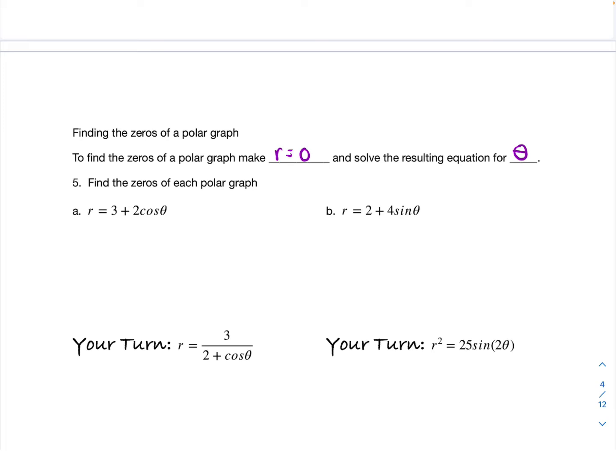Usually we do this within the unit circle between 0 and 2 pi, but you could do all values as well. So replacing r with 0 and then solving, I end up with negative 3/2 is equal to cosine of theta. Well, what angle in the unit circle is equal to negative 3/2? None of them, because remember cosine is between negative 1 and 1. So this equation has no zeros.